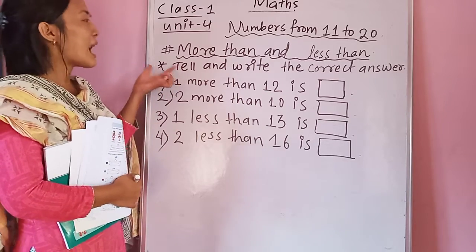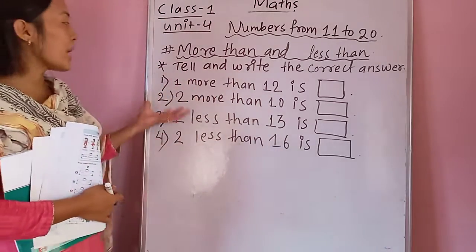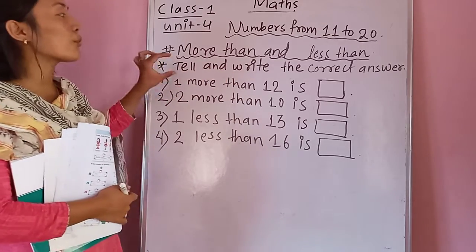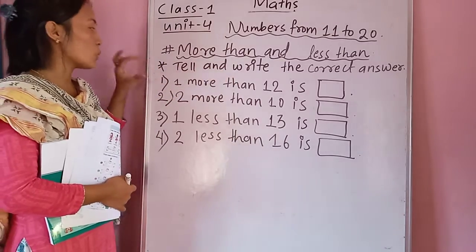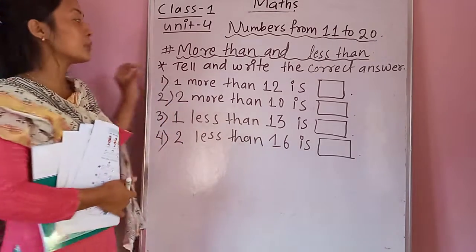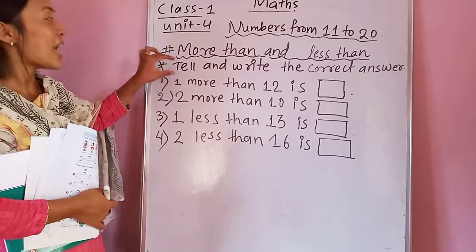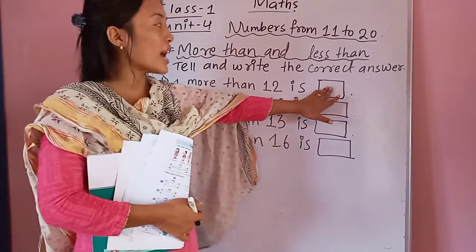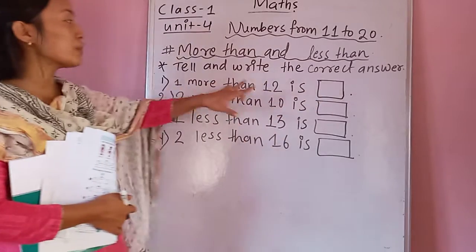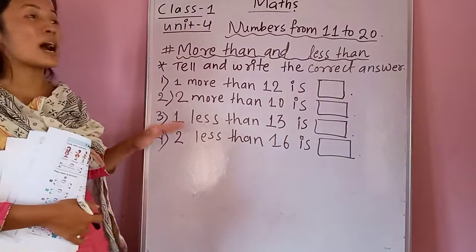Look here, I have written the question: tell and write the correct answer. You have to read this sentence and understand what the question wants you to do. Then after that you have to write here the number which should be correct according to the question. So I will teach you how to do that.